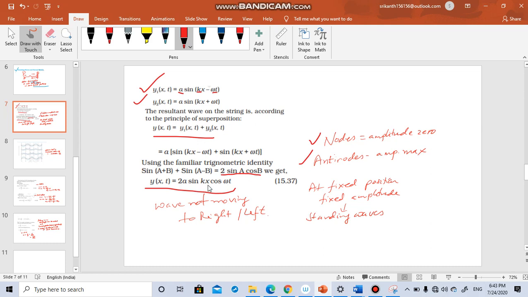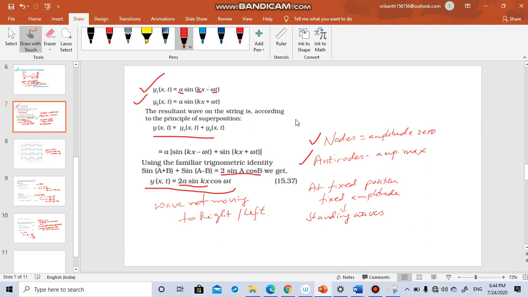You get 2a sin kx cos omega t. If you carefully observe, this is not in the standard format. Here the amplitude is this term, 2a sin kx is the amplitude. That means at different x values, you are getting different displacements, different amplitudes.